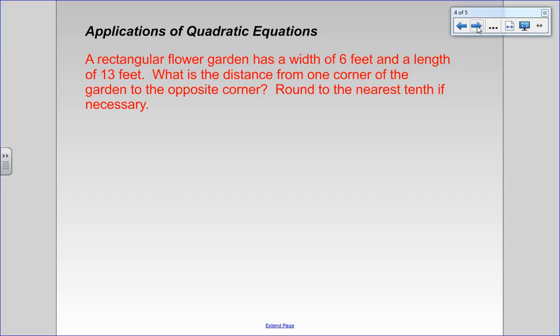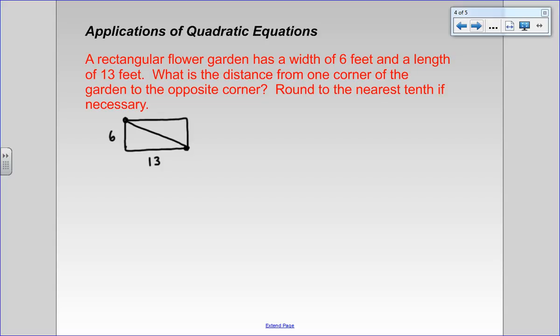A rectangular flower garden has a width of 6 feet and a length of 13 feet. What is the distance from one corner of the garden to the opposite corner? Round to the nearest tenth if necessary. Let's begin by making a quick diagram. The garden is a rectangle with a width of 6 and a length of 13, and we're interested in the distance from one corner to the opposite corner.